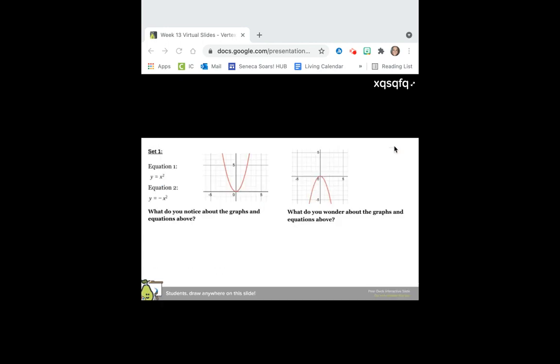All right, so let's take a look at these two equations and these two graphs, and tell me what you notice and what you wonder.